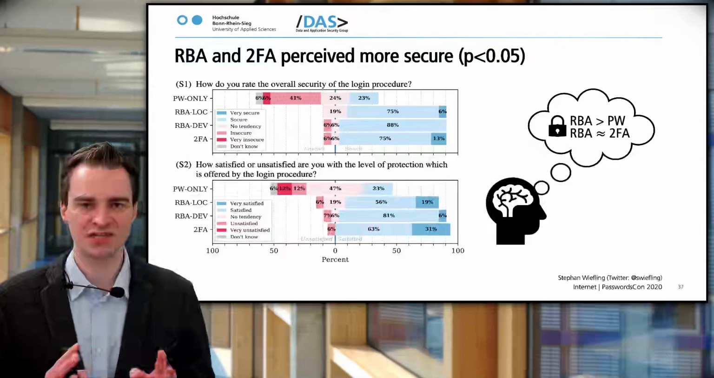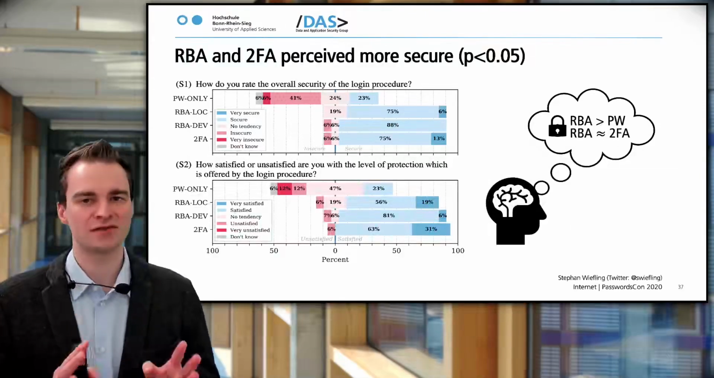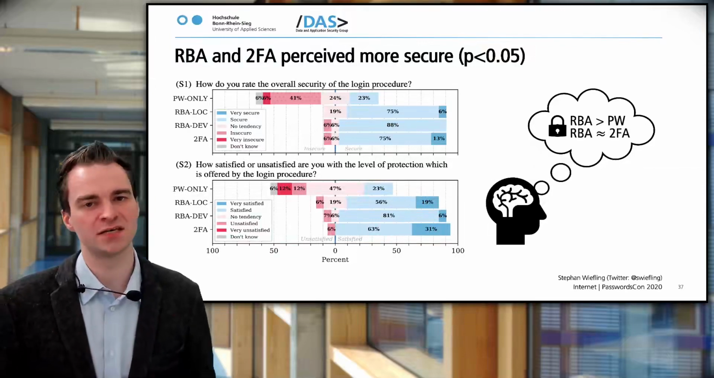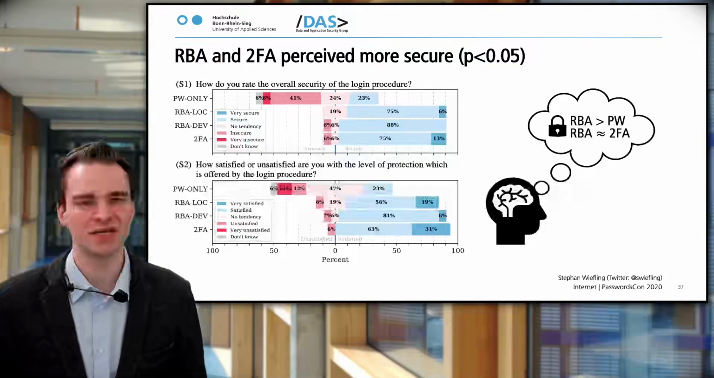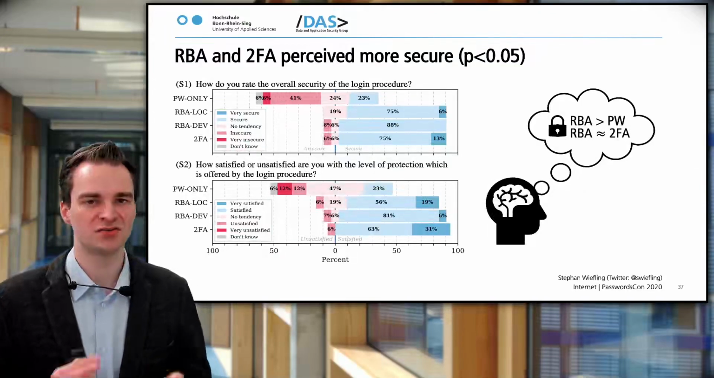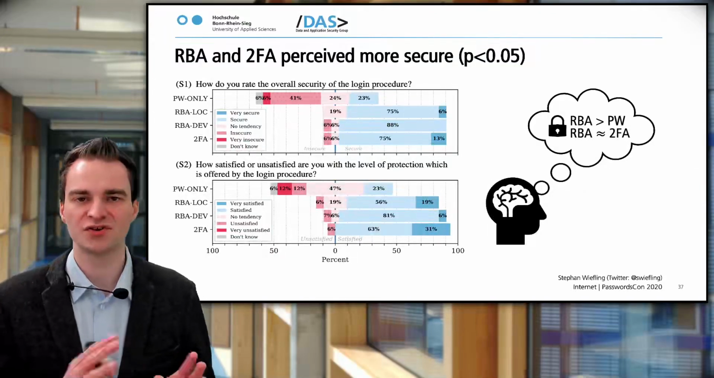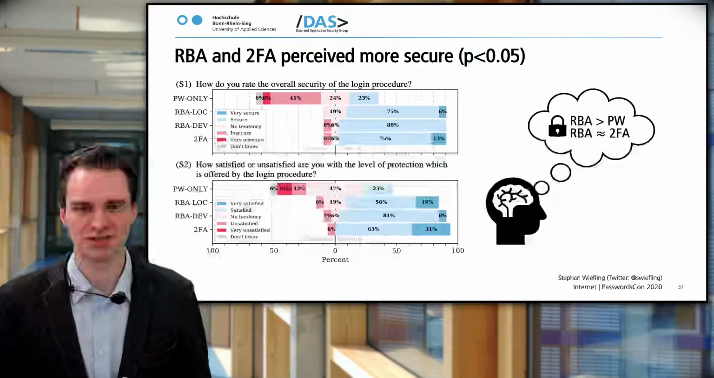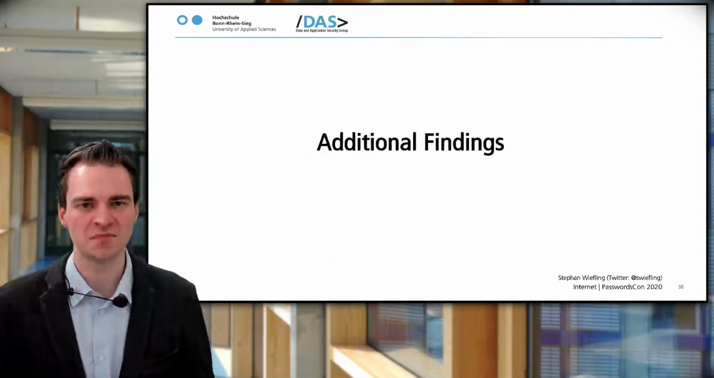Regarding the security, we can see a clear tendency: when you ask for additional authentication at least once, people feel more protected. And this is a good sign also for RBA, which you can see here. So the perceived security was significantly higher for 2FA and RBA in those cases.